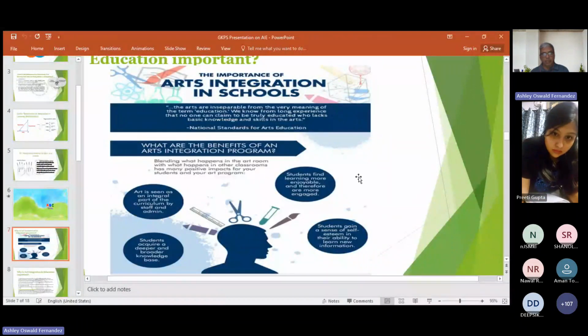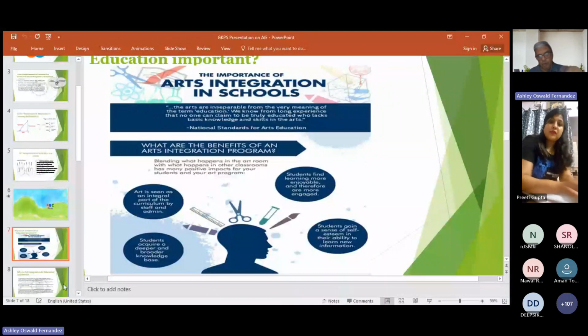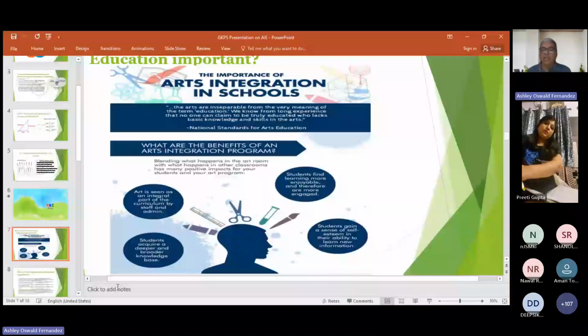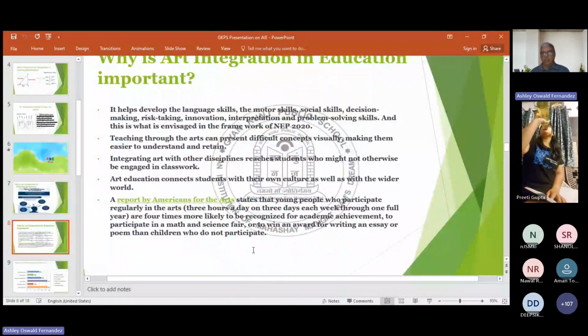It's self-explanatory, and you would understand from here that it helps increase the involvement of children in a class. In another slide, I'll explain how even a distracted child can be brought back to a class through art integration. Now, what makes art integration important? It helps to develop the language skills, the motor skills, the social skills, etc.